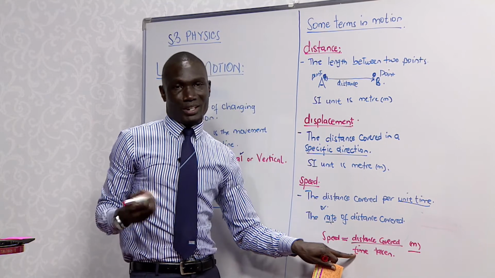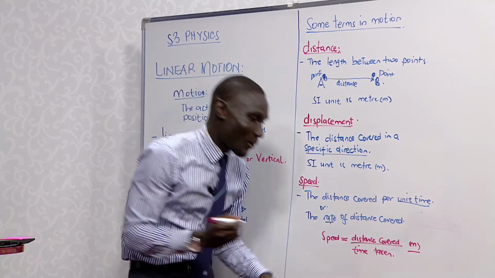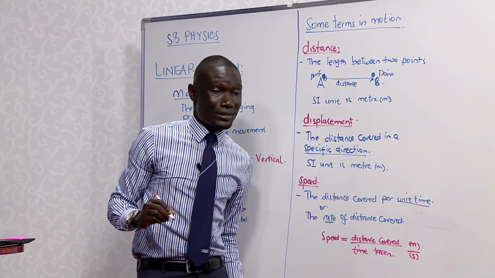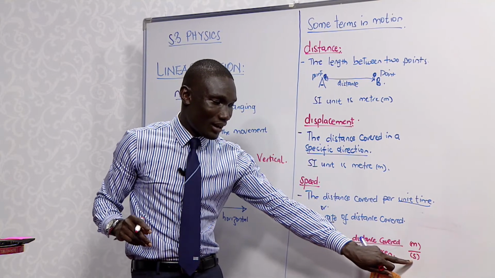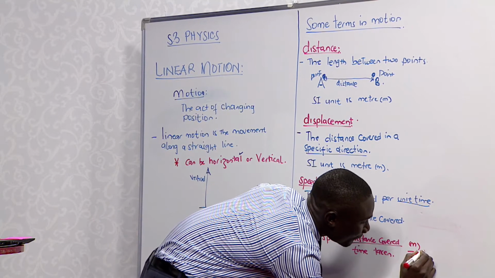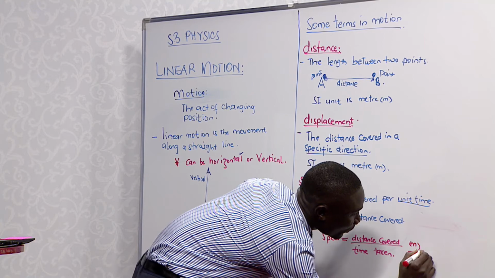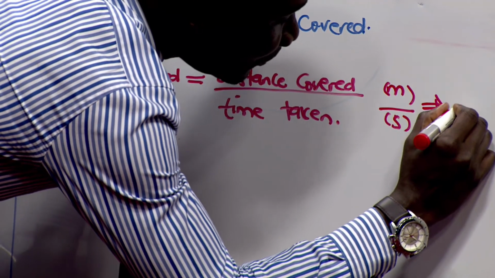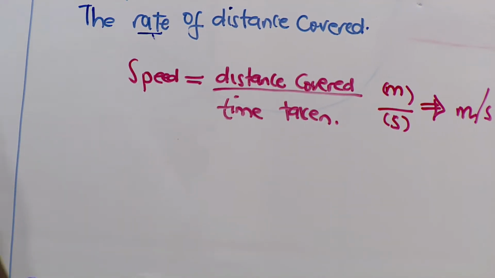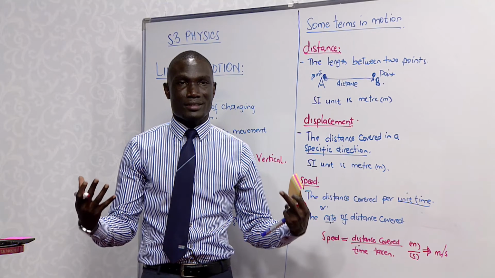Out of time taken, what is the SI unit of time? Senior one, we know it is seconds. In terms of units, we have meter up, we have second down. So this is what we call meter per second.